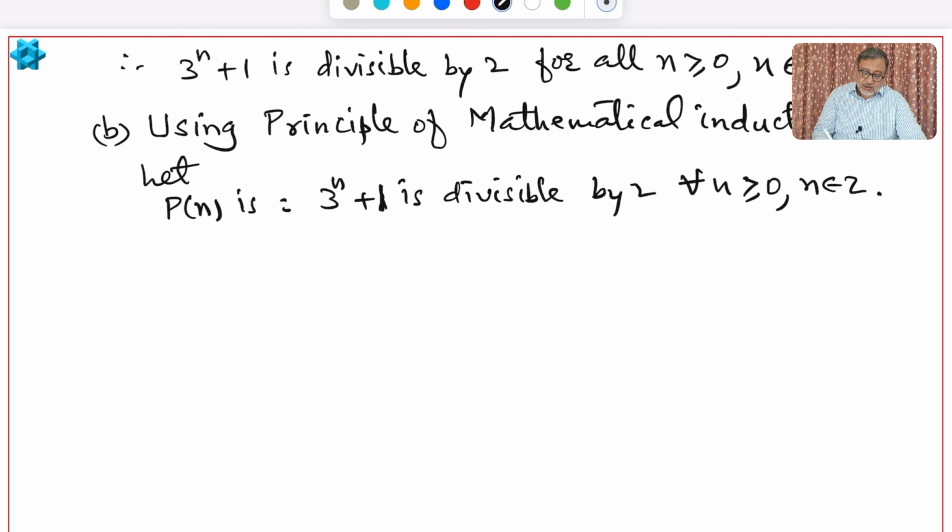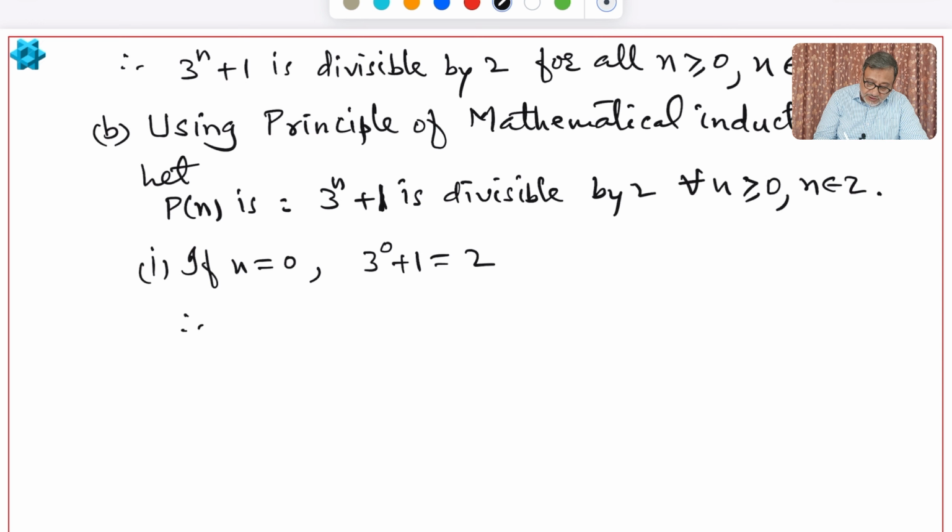Right. Now the first step, as I said: if n is equal to 0, because the initial value is 0, then 3 to the power 0 plus 1 will be 2, right? Therefore P(0) holds.